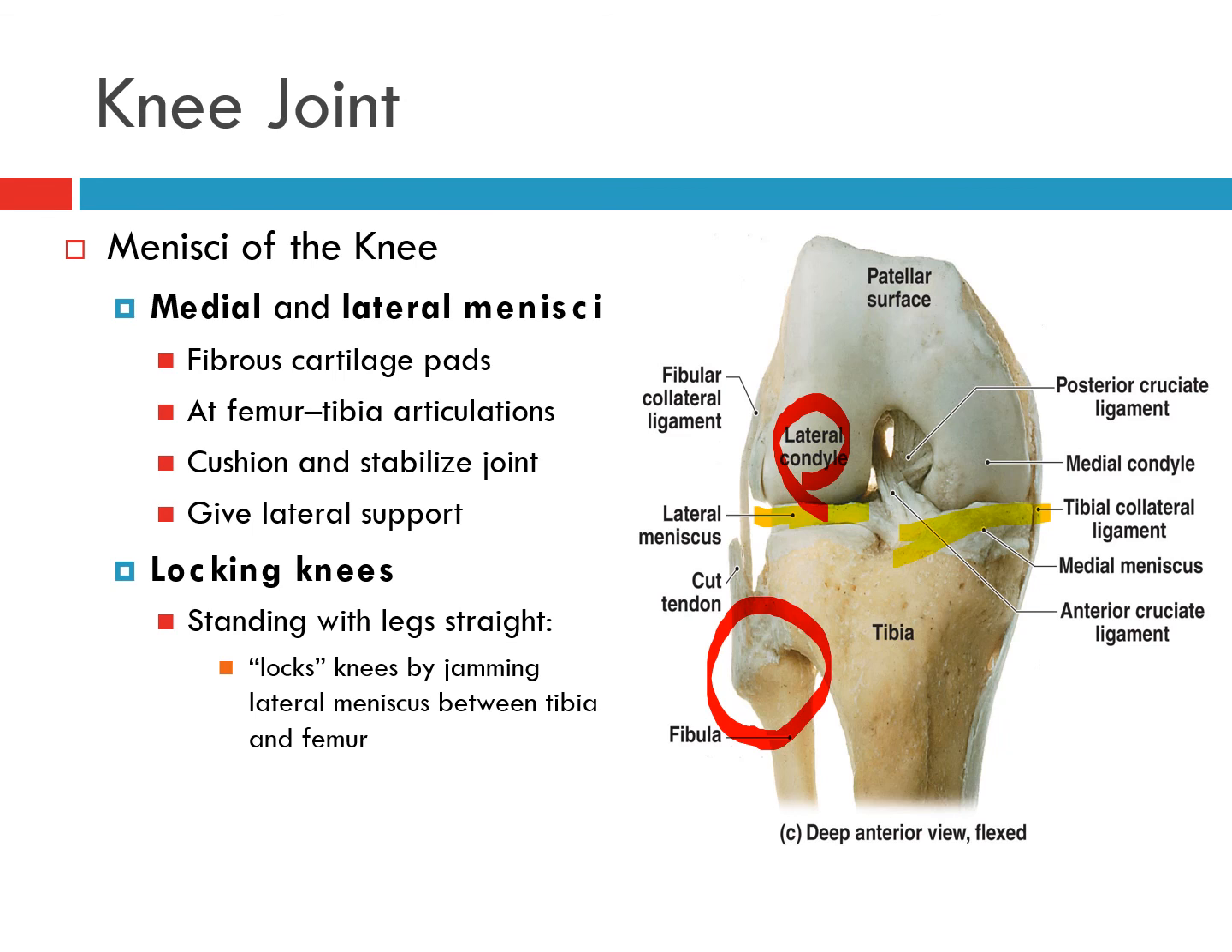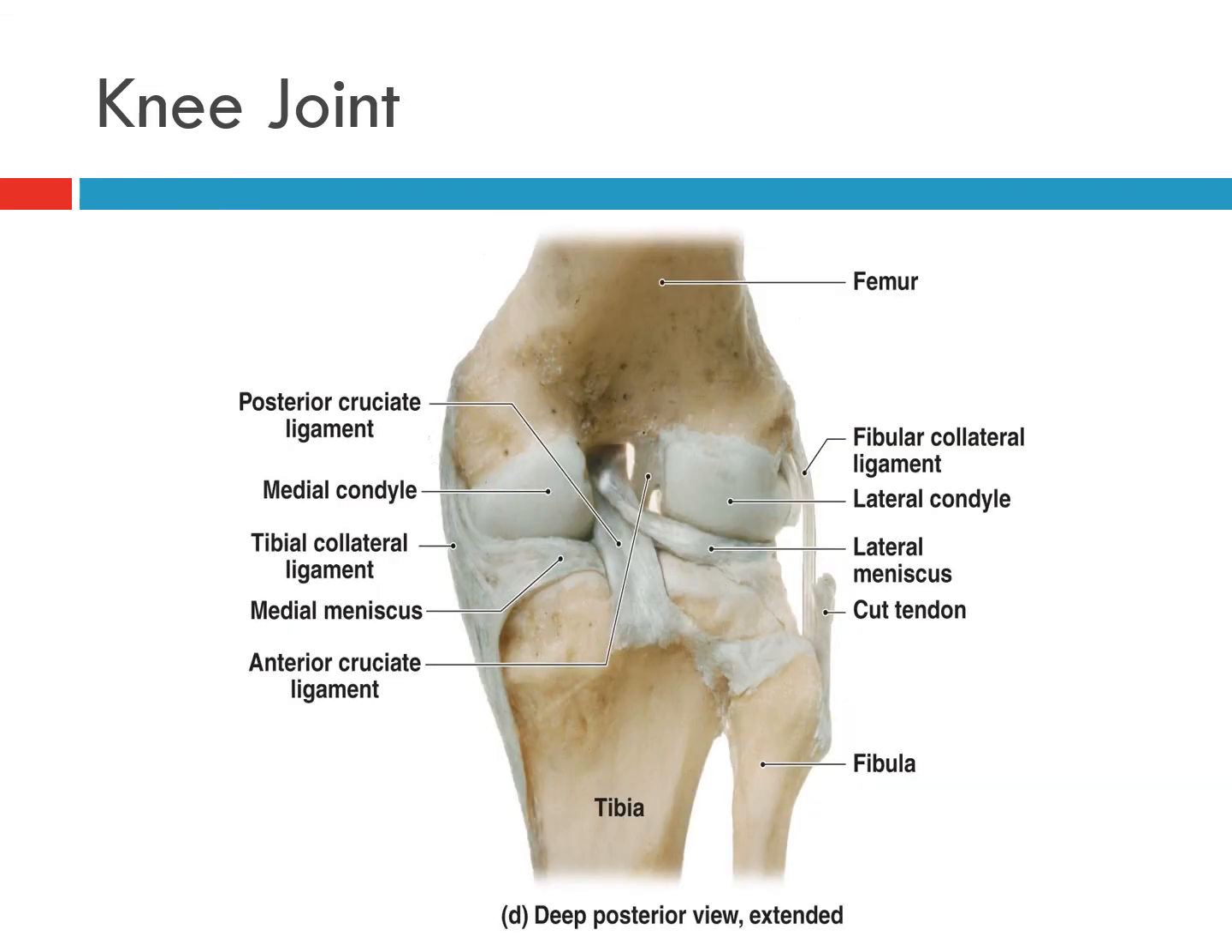When you lock your knees, like I said earlier, you're jamming these menisci in between the bone of the femur and the bone of the tibia, and they give a ton of stability to the knee. We've got a bunch of ligaments in the knee as well. Everybody's heard of the ACL. The ACL is the anterior cruciate ligament. The PCL is the posterior cruciate ligament. This is the PCL, which is going from anterior on the femur to posterior on the tibia.